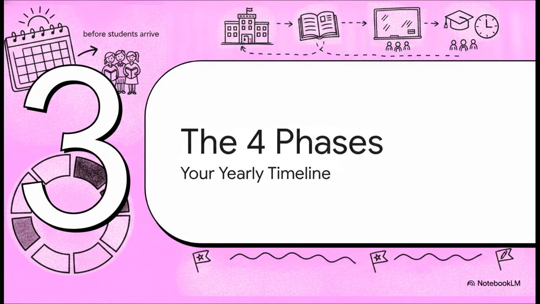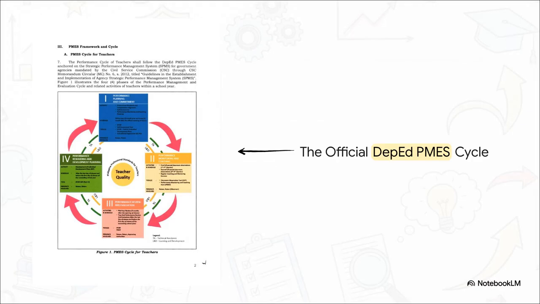Next up, Part 3, the 4 performance phases. Let's look at your yearly timeline. Now that our roles and stages are crystal clear, let's talk about how this all unfolds across the actual calendar. The whole performance management process is built as an ongoing, supportive cycle. It's not just some dreaded year-end checklist anymore. It integrates planning, monitoring, reviewing, and rewarding into one continuous, flowing loop of professional growth.